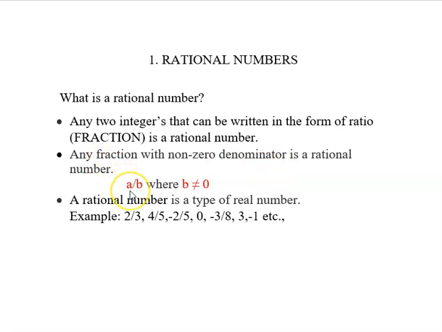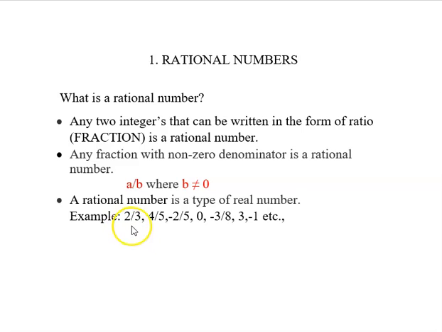We'll consider an example. Let a and b be two integers. If you write the two integers as a divided by b, with the condition that the denominator b should not be equal to 0, then you can call this ratio a by b a rational number.